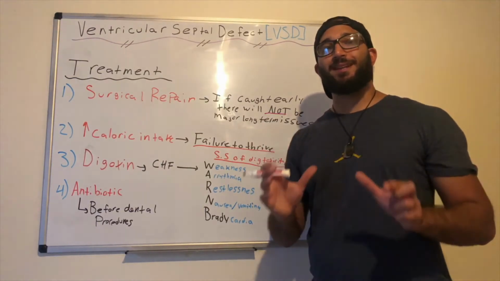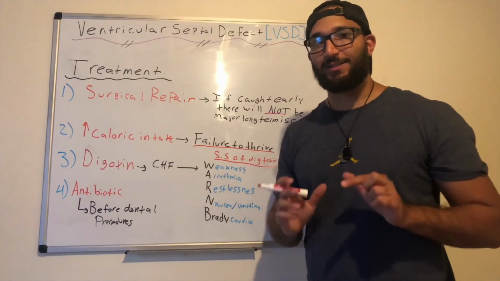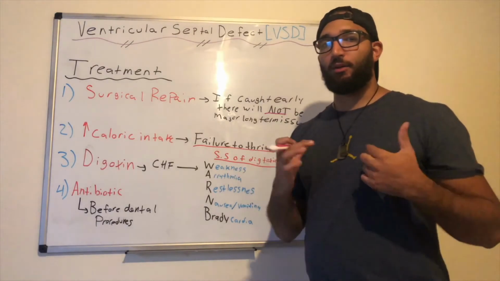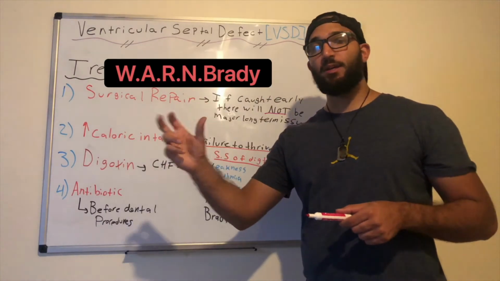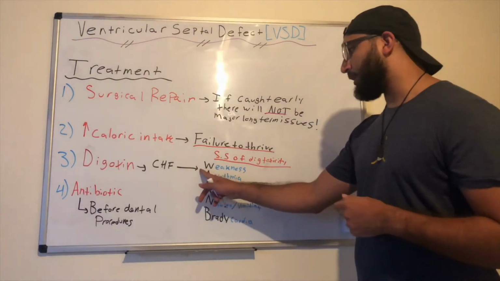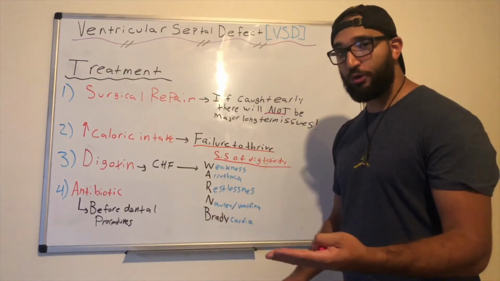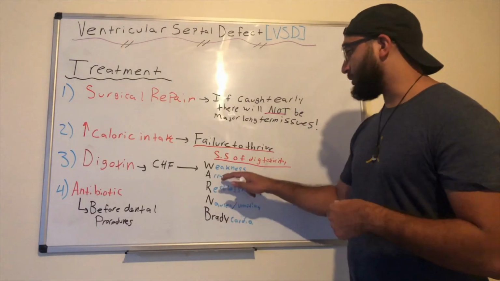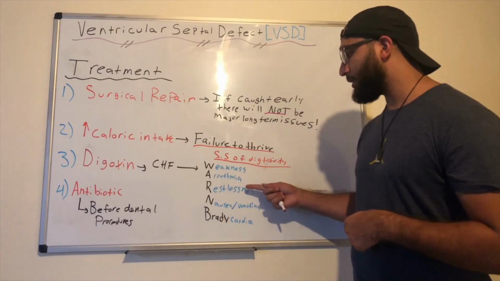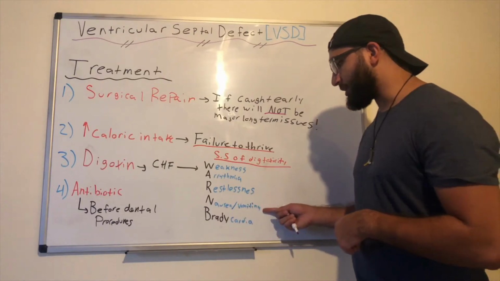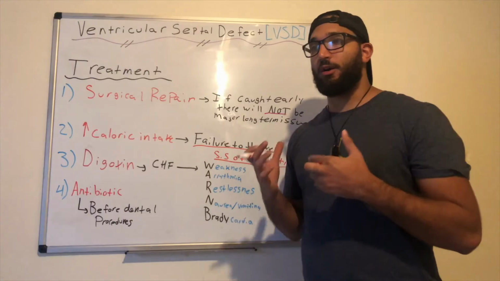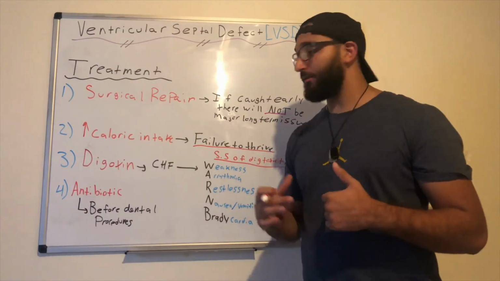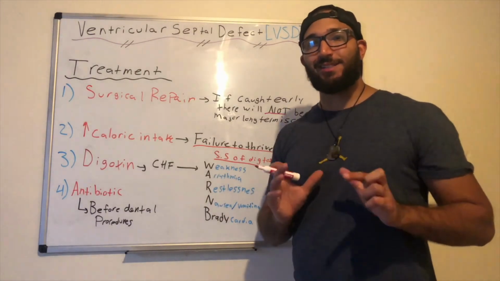So what are the signs and symptoms of digoxin toxicity? There's a mnemonic that a good friend of mine has given me. It's called Warren-Brady. How it goes is WARN for Warren and Brady, so weakness, arrhythmia, restlessness, nausea, vomiting, and bradycardia. Those signs and symptoms are something you want to keep track of to monitor for digoxin toxicity.